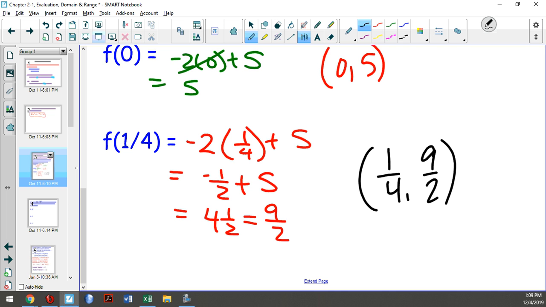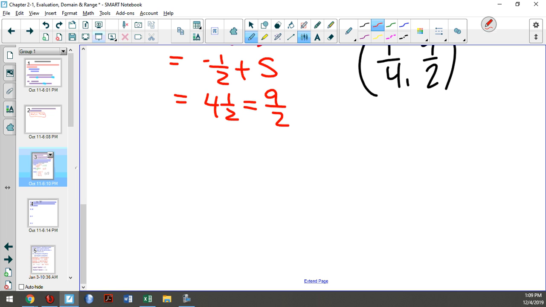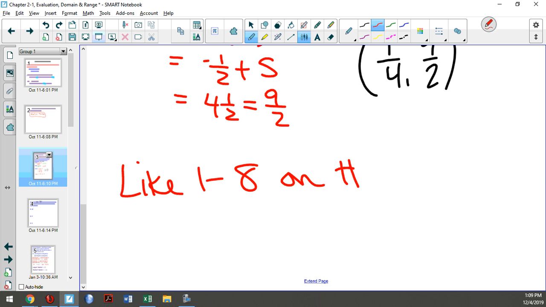Do we all understand how to do these three problems that I just talked about? This is how you are going to do problems 1 through 8 on the homework. Do we get that? Plug in a value for x, chug out a value for y, write it as an ordered pair. Any questions on 1 through 8? X will always be what you plug in for the function f of x.